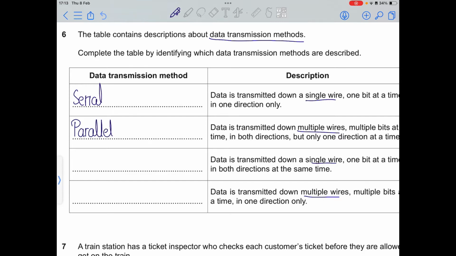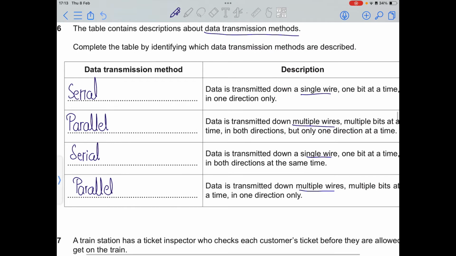Parallel, serial, and parallel. But it does not end here, because when you're talking about data transmission, it always involves two things: serial or parallel, then simplex, half duplex, or full duplex. Now, simplex allows one direction only, half duplex both directions but only one at a time, and full duplex both directions at the same time.